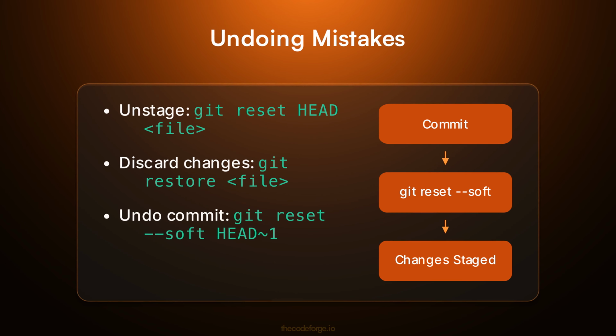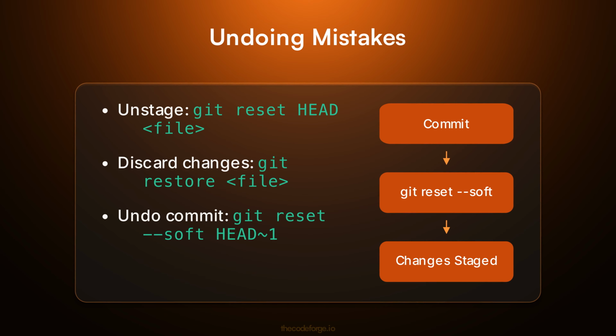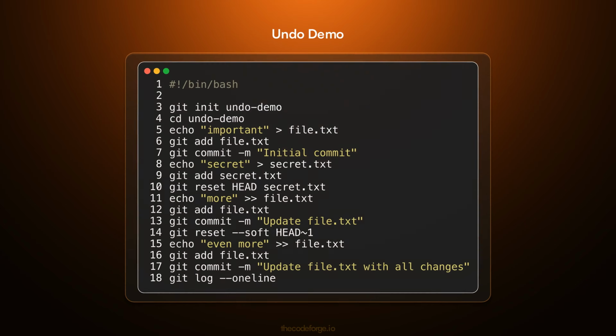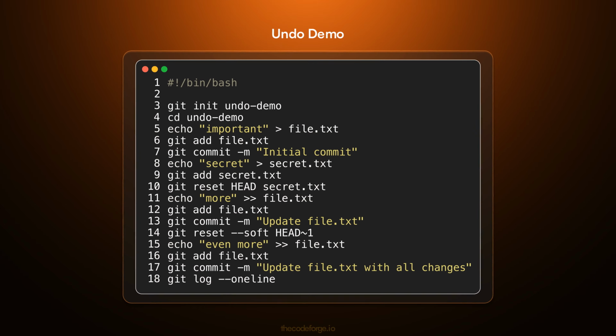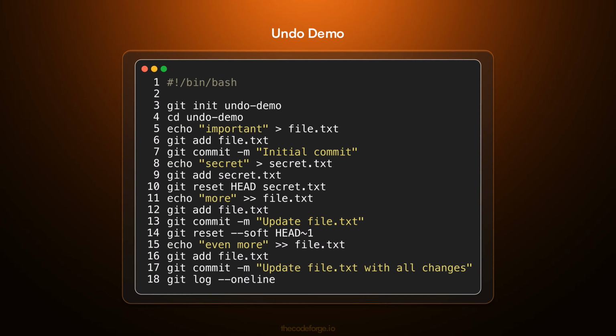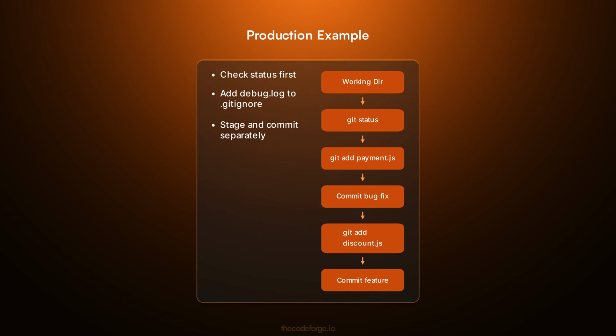You will make mistakes. Git gives you tools to undo without panic. Git reset --soft keeps your changes staged. Here we accidentally stage a secret file, unstage it, then commit, then undo the commit with soft to add more changes. Let's put it all together.